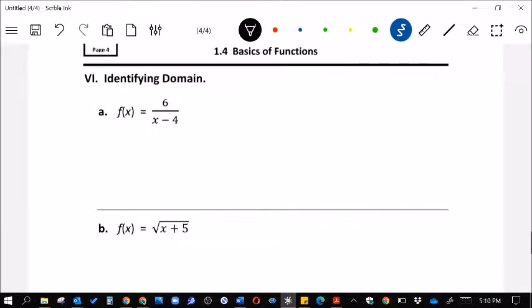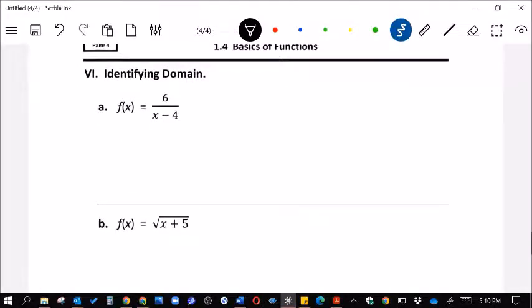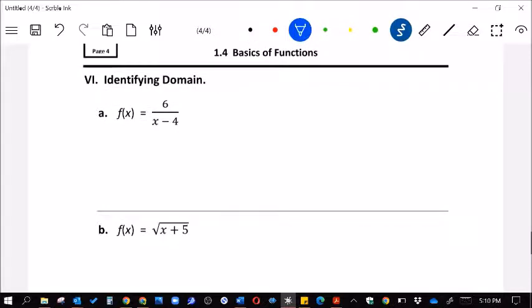Now let's talk about domain. These are domain problems, so we're identifying the domain. The domain is all the x's that we're allowed to have. So what x's can we have? Well, all real numbers unless there's some reason not to. And in this one, here's a reason not to. That cannot equal 0. So we do x minus 4 equals 0 to find that x equals 4. That 4 is what we cannot use.